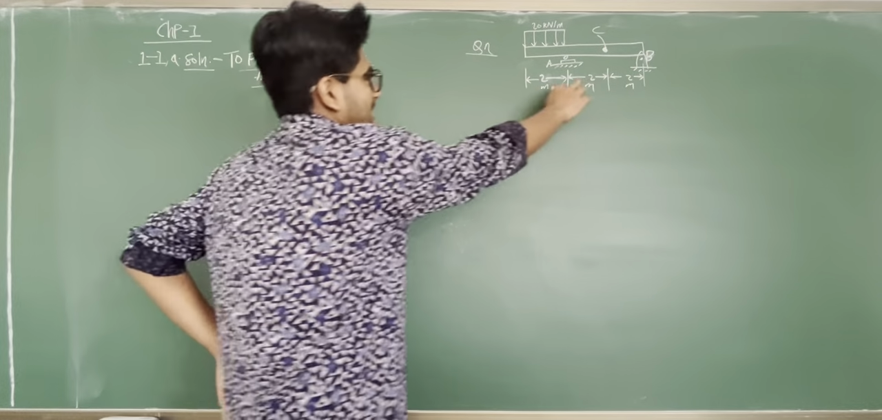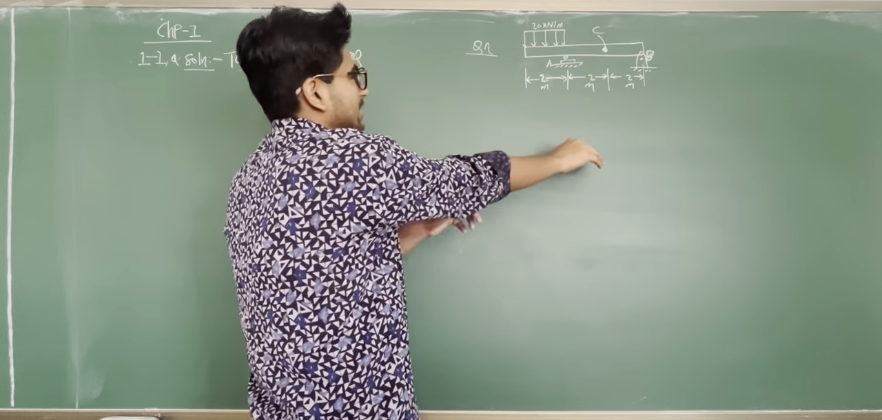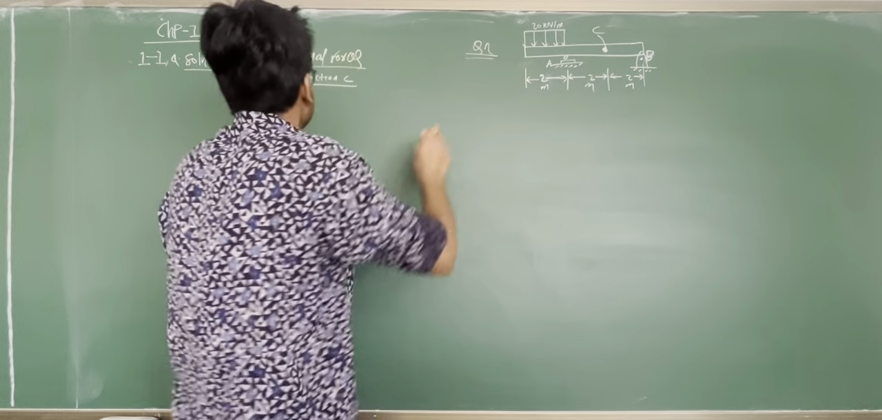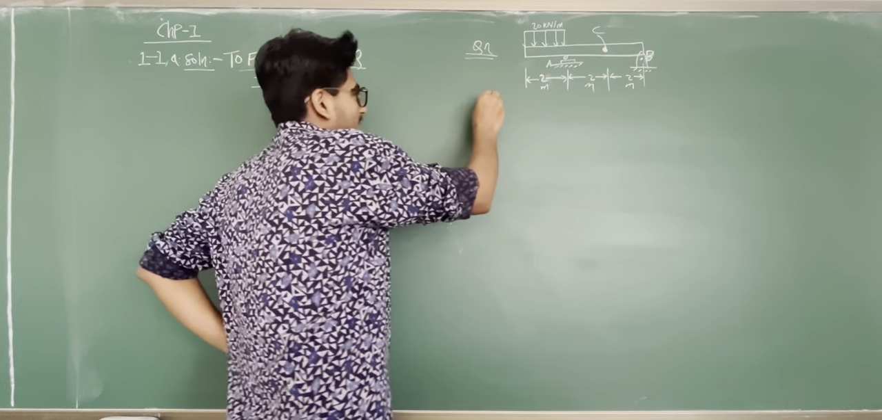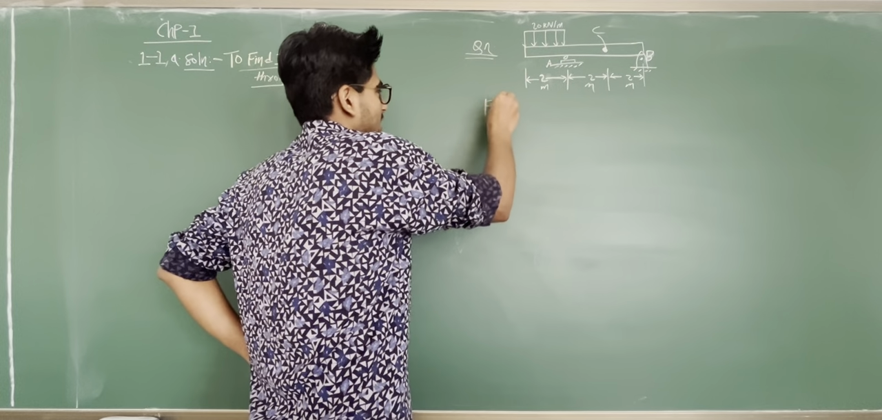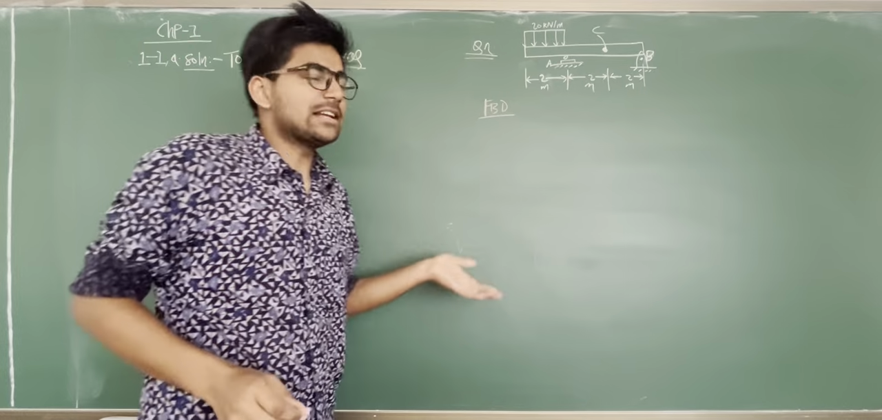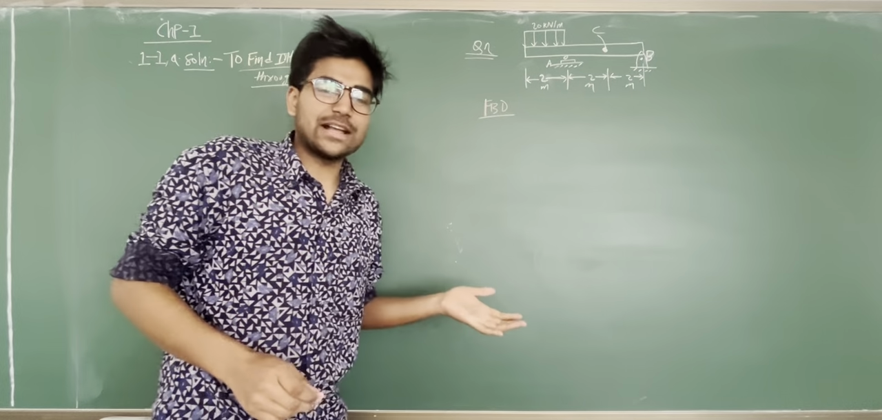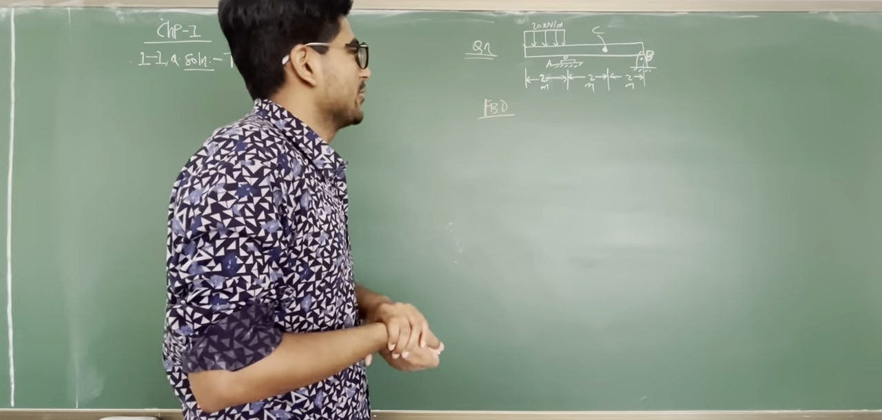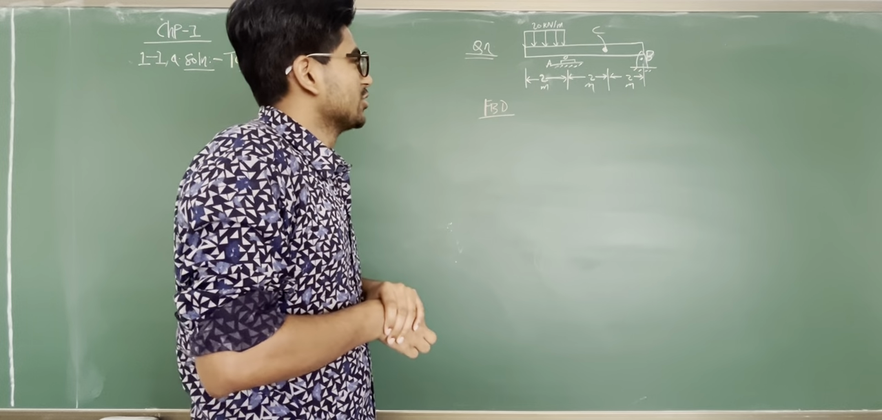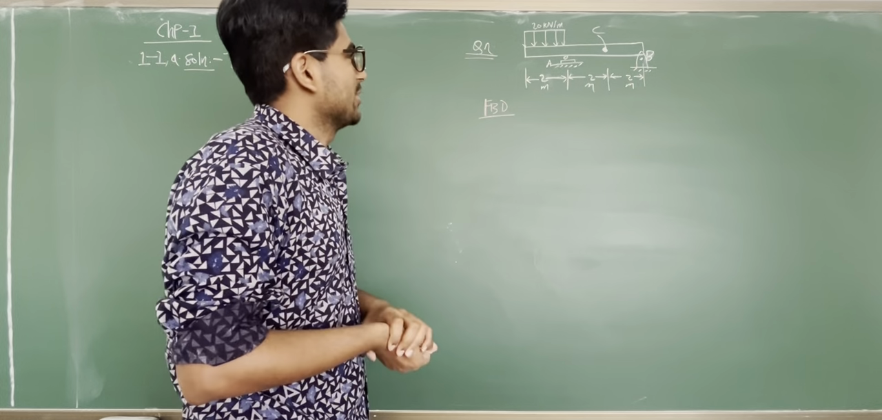Since this is a question, we have to find the internal forces through a section C. So the first step is to make a FBD. FBD means free body diagram, what you studied in theoretical mechanics. I will also make a video about theoretical mechanics, all the questions, to help you understand.